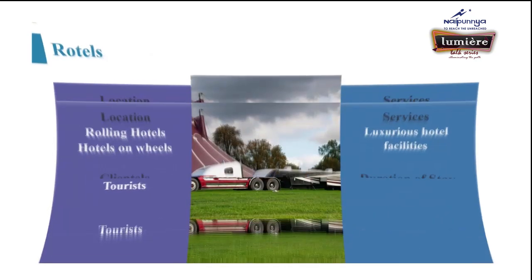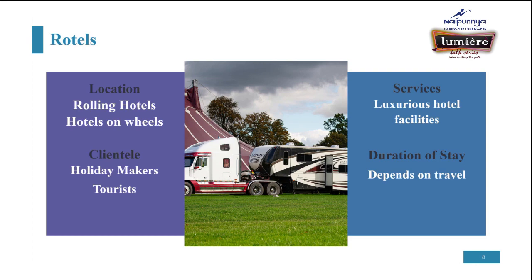The next category based on location is rotel or rolling hotel. The hotel that is located on wheels is considered a rotel. The service offered by this hotel depends on the type of rotel. The rate of such hotels will be high as the hotel is providing luxurious facilities, and the duration of stay depends on the duration of travel.